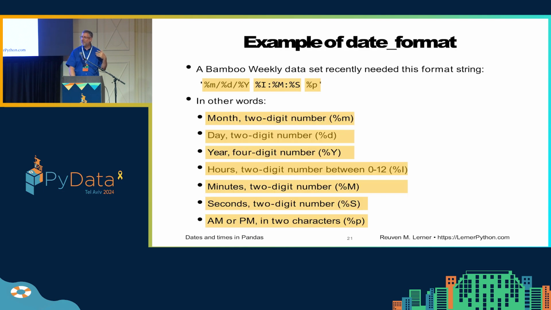For example, I recently had this in my Bamboo Weekly newsletter. There was a date time format where it said month, day, year, hour, minute, second, and then it had the AM or PM in there. So I was able to specify with date format how I wanted to read it. I used %m, %d, %y, %I, %M, %S, %p, and it read it just fine. So you can really specify all sorts of wild things if you really need to.